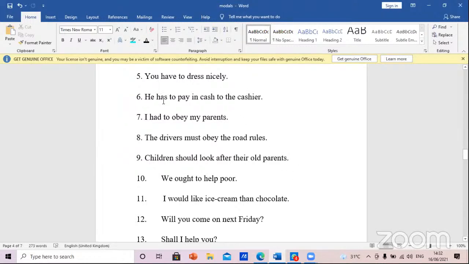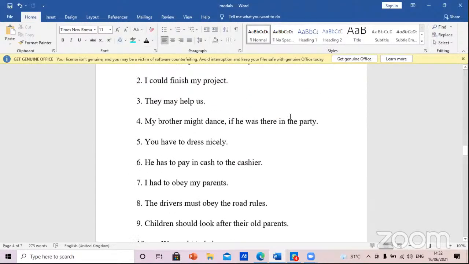Right? This has to, have to also acts as a main verb. Remember that too. Some of the modals also act as a main verb.